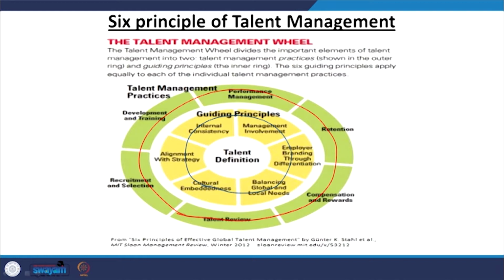These are the guiding principles, and the 6 guiding principles apply equally to each of the individual talent management practices. So these are the practices, these are the guiding principles, and then it is a wheel, right. Wheel means that it has been integrated, like you see here. So this integration is very important. If you have the integration, then you will be able to make this application of the principles of talent management.